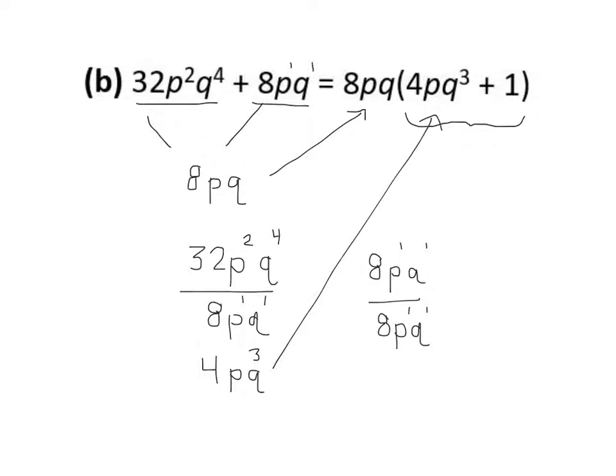Now the second term. If we divide 8 by 8, we get 1. If we divide p by p, we get 1. If we divide q by q, we get 1. So when we divide the second term, 8pq, by our greatest common factor, we get 1. That's what we see here. So this one is completely factored.